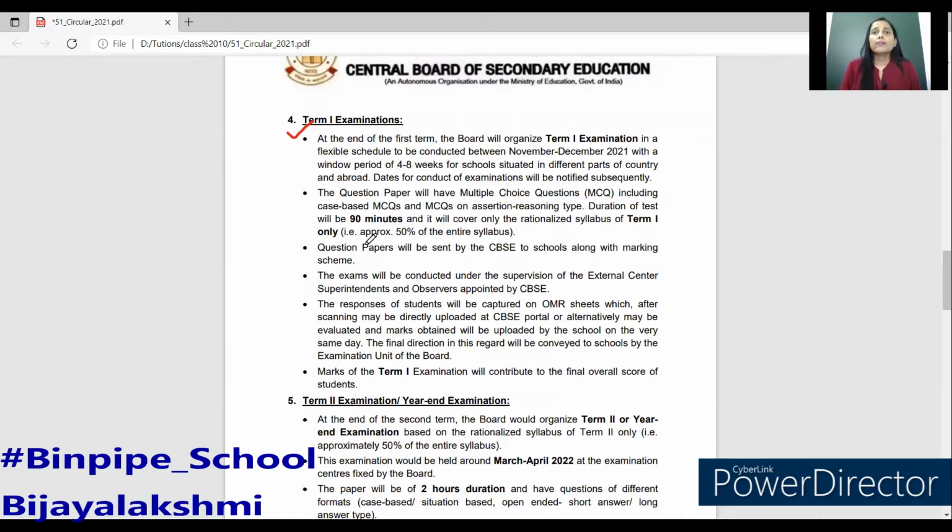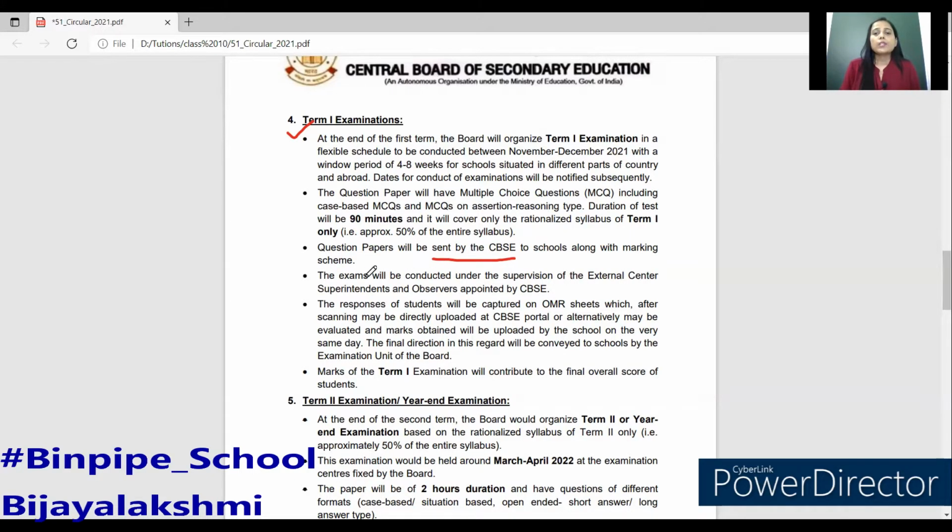But it will only cover 50% of the entire syllabus. Like in previous years, the students have to cover the entire syllabus, and at the end of the session, the students had to give the examination. But here in this scheme, the students have to give the 50% of the syllabus in the first term, and the question papers will be sent by the board. Mind you, this will not be prepared by the school. It is not a sort of internal exam. It will be set up by the board.